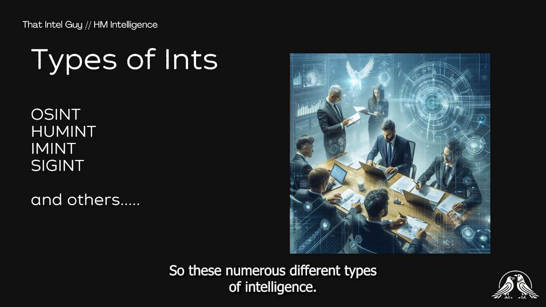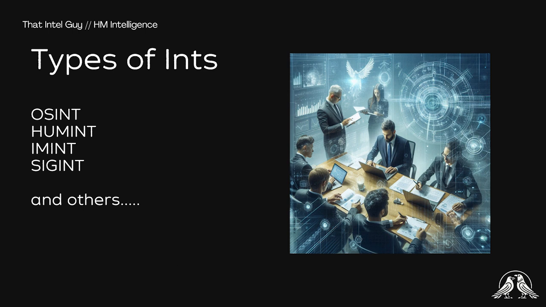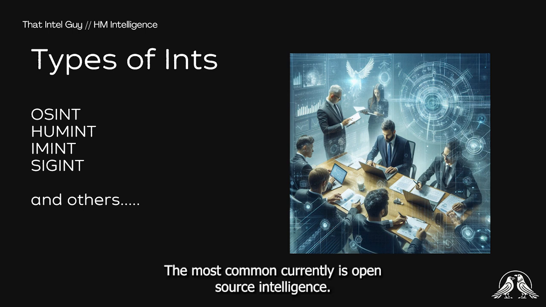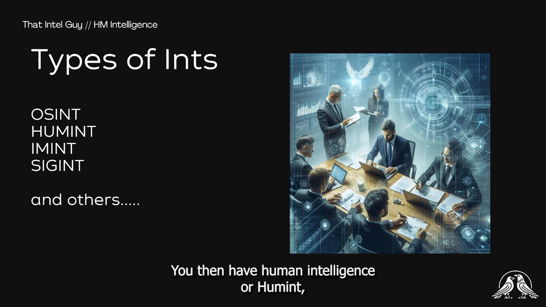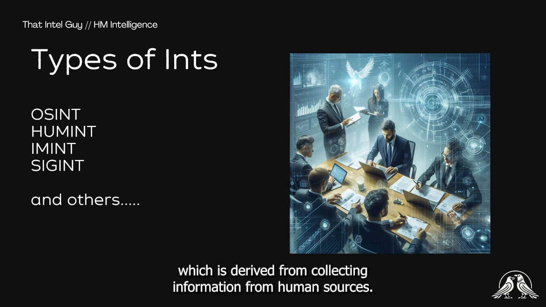So, there's numerous different types of intelligence. The most common currently is open source intelligence. This seems to be the buzzword of the year, so you'll be hearing about it a lot. You then have human intelligence, or HUMINT, which is derived from collecting information from human sources.